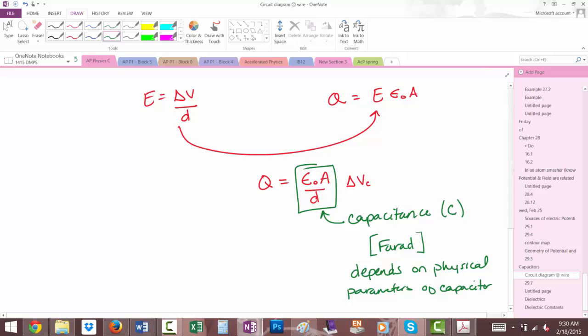Wait, epsilon naught is just a constant, right? Obviously. Yeah, it's the permittivity of free space. And we'll get to the dielectrics. They're coming, I promise. I've got 2 more pages, and then we're going to get there. We're going to do it today. 2 whole pages.